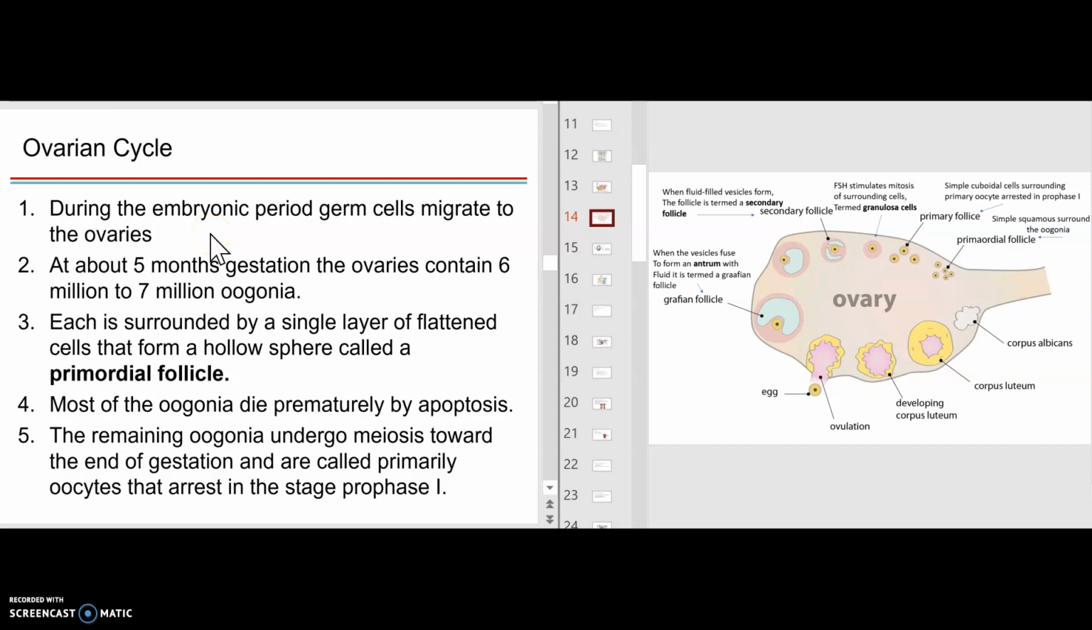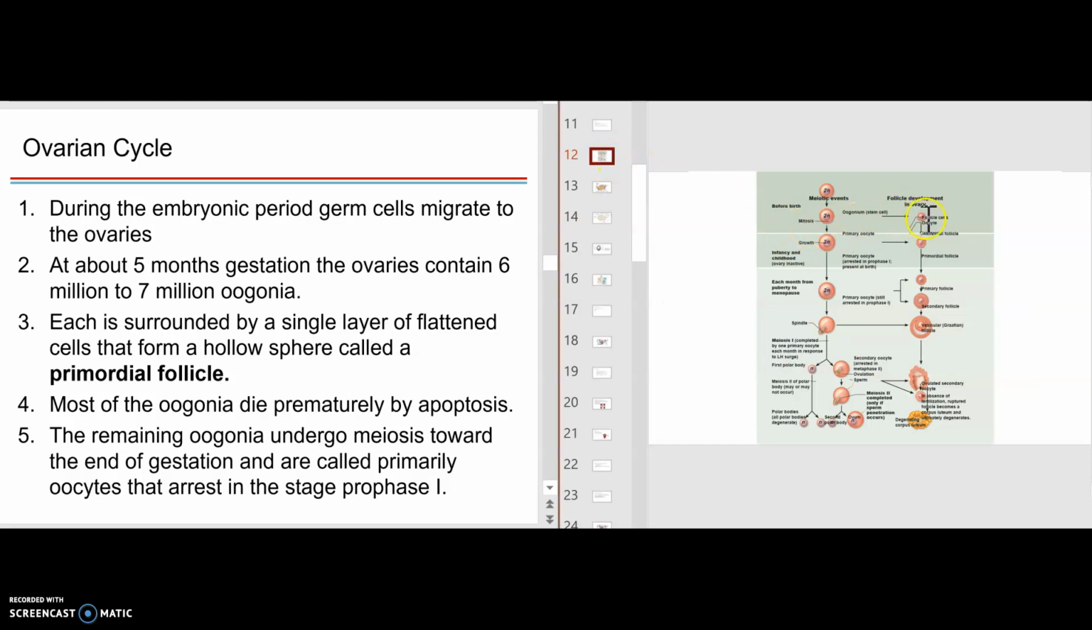During the embryonic period, germ cells move. Germ standing for germination cells will migrate to the ovaries, just like they did in the male reproductive system. At about 5 months of gestation, which means 5 months of pregnancy, the ovaries contain about 6 to 7 million oogonia. Now, the oogonia basically is the first cell. That particular cell is 2N, just like you had a spermatogonia. That 2N means it has 46 chromosomes, just like the somatic cells do, the non-sex cells.